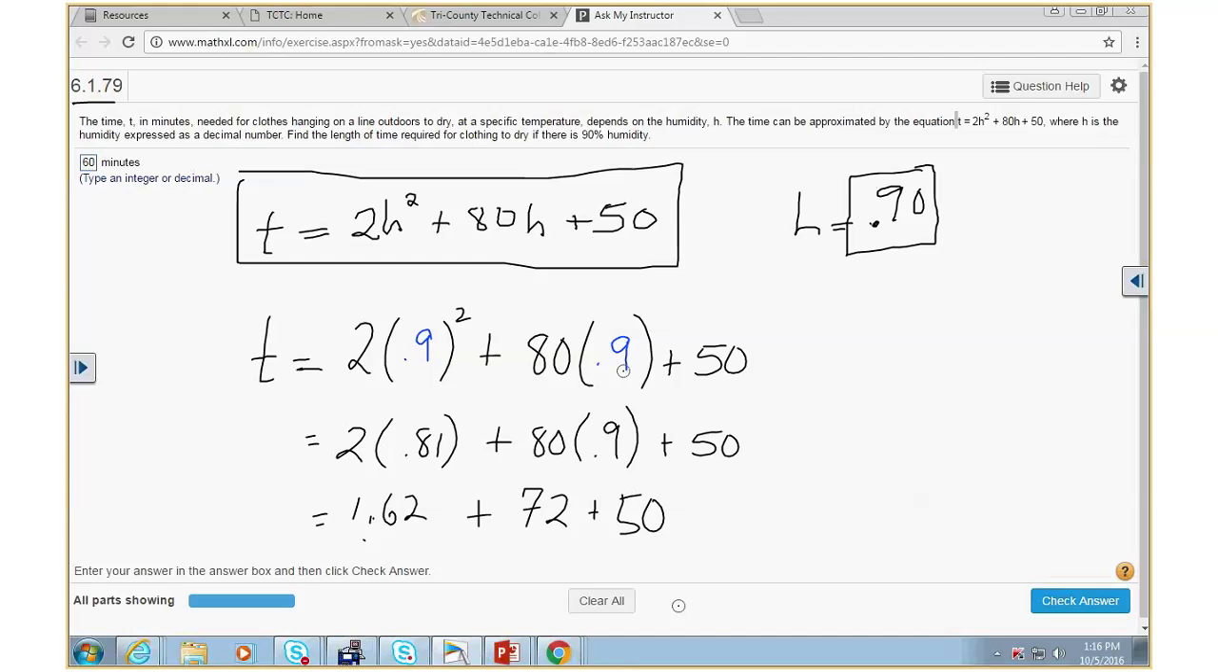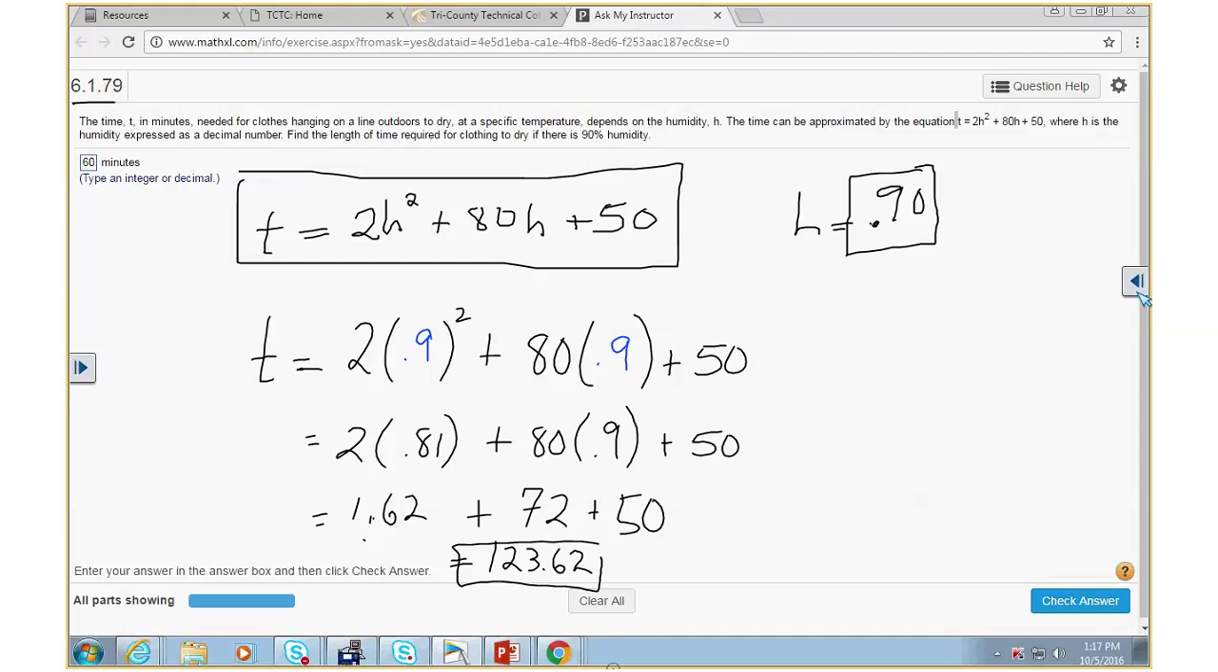Okay, I think so, yeah. And 1.62 plus 72 plus 50, y'all do that on the calculator. What do you get? So what does that mean? It takes that laundry 123 minutes, which is almost an hour and a half, or 2 hours. 2 hours, 3 minutes, 2 hours, 4 minutes, something like that. Takes it a while.